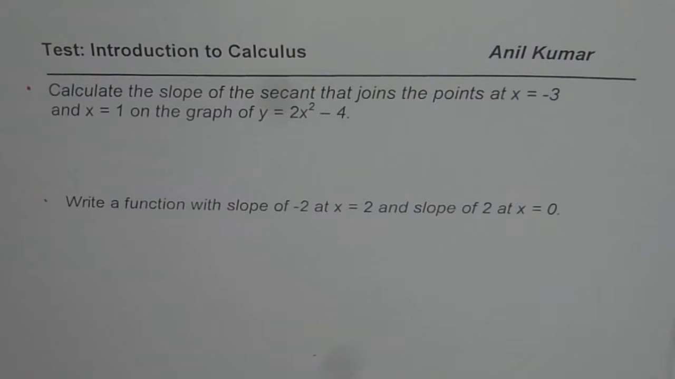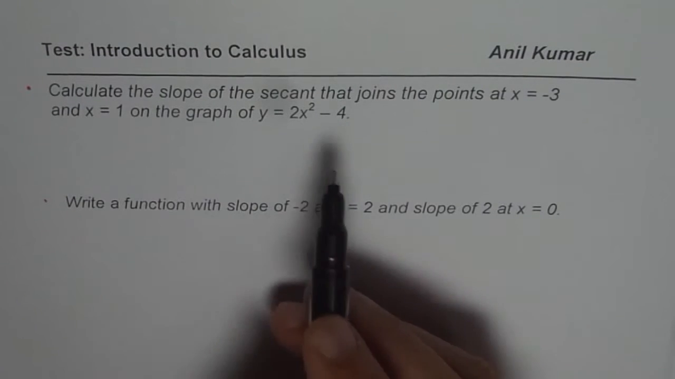And the second question is, write a function with slope minus 2 at x equals to 2 and slope of 2 at x equals to 0. Now that is the thinking question. Think about these, write down the answer, and then look into my suggestion. Let's begin with answering the first question.